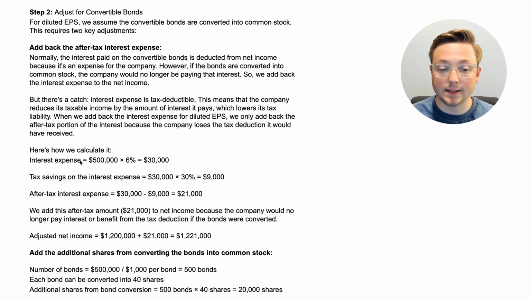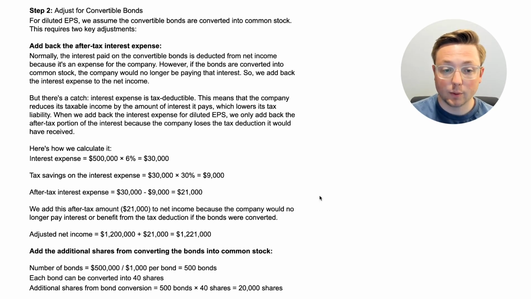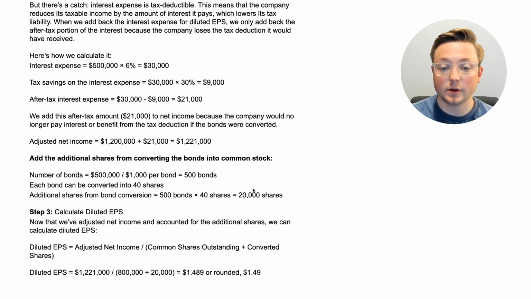So here, you would take the interest expense of $500,000, multiply it by the 6% interest rate, $30,000. The tax savings on that, based off of that 30% tax rate at the beginning of the question, 30,000 multiplied by 30% is 9,000. So that's the tax savings that they originally had. So we take that out of the interest expense, and that gives us the $21,000 of interest expense that we get to add back to the net income because they didn't have to pay that anymore. We add that back. That gives us a new adjusted net income of $1,221,000.